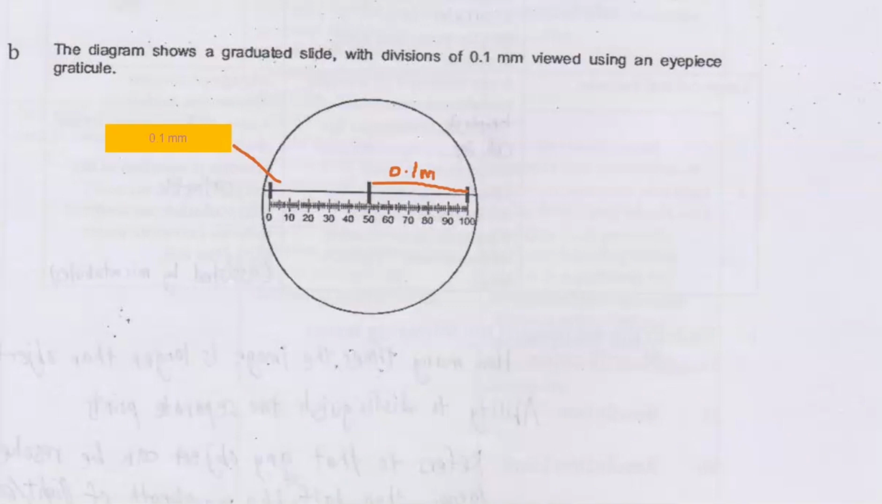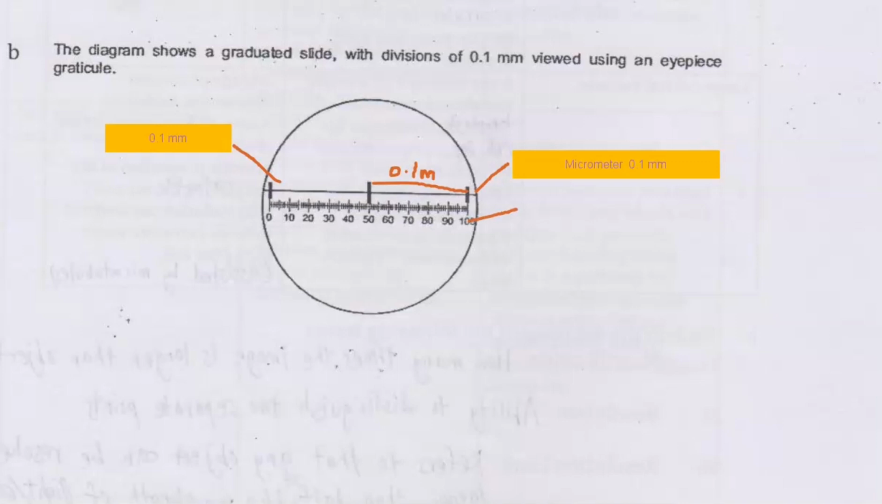The term micrometer is used in biology and in physics as well. In physics, we use the screw gauge micrometer. So here is the micrometer, or 0.1. The second scale is the eyepiece graticule. This one is the eyepiece graticule.